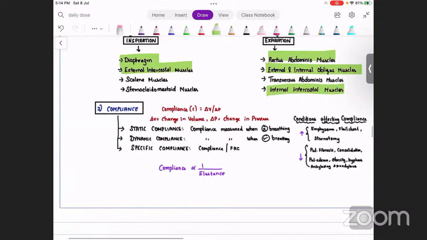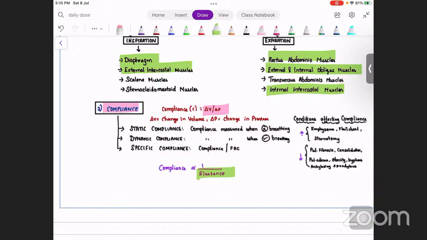Okay. Then we are going to talk about certain lung parameters. First one is your compliance. Speaking about compliance, compliance is the change in volume divided by the change in pressure. That is del V by del P. Compliance is inversely proportional to elastance. That means more and more compliance, less and less elastance.